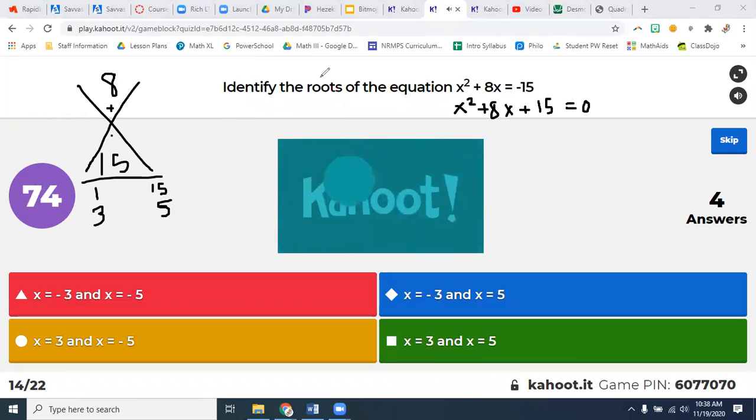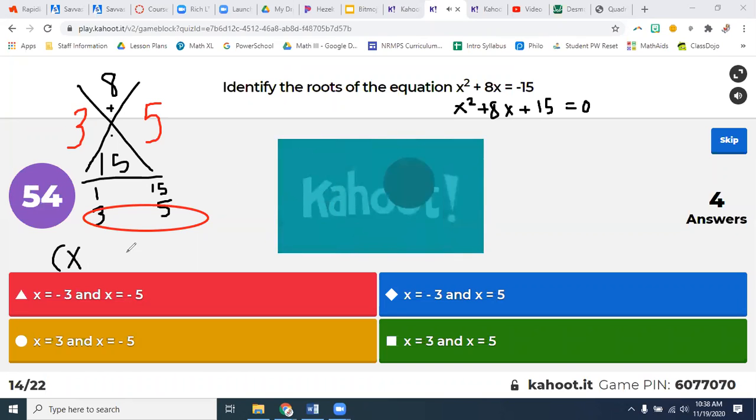My red number is not going to be the answer here. The red number is not going to be the answer. Change the sign of the red number to get your answer. I'm 100% sure you have to get this one. Not factored form. They want the roots. So change the sign of the red. That's why I'm doing it in red too, because that's not the answer. Plus 3. Plus 5. Change the sign.